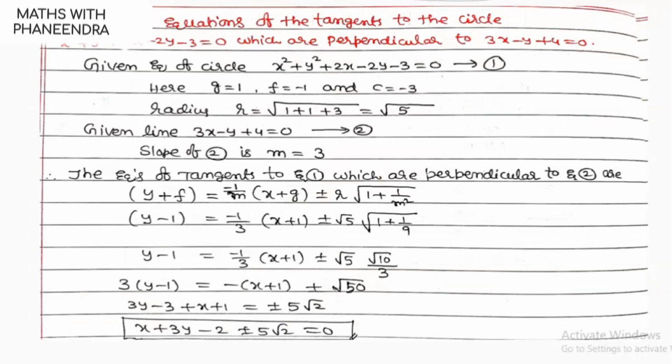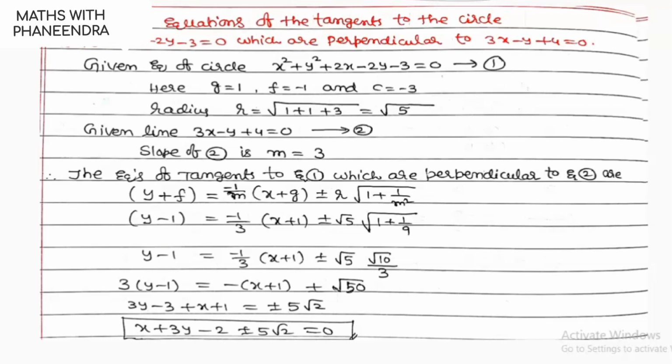Find the equations of the tangents to the circle x square plus y square plus 2x minus 2y minus 3 equal to 0, which are perpendicular to the line 3x minus y plus 4 equal to 0. As usual procedure, first take the given equation of circle x square plus y square plus 2x minus 2y minus 3 equal to 0 and compare with the general equation of circle: g equal to 1, f equal to minus 1 and c equal to minus 3. So radius of circle is root of g square plus f square minus c. So 1 plus 1 minus of minus 3, so root of 1 plus 1 plus 3, it is root 5. Radius is equal to root 5.